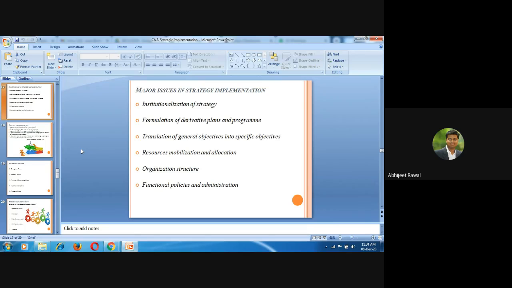Then translation of a general objective into specific objectives. See, objectives, as I said, there are many objectives in an organization. ऐसा एक objective नहीं होता. There are almost 4, 5, 6, 7 objectives in a company. So all these objectives are very special. All these objectives are made by the organization. But इसको और थोड़ा specific कैसे किया जाए? For example, we need to increase our sales by 25%.